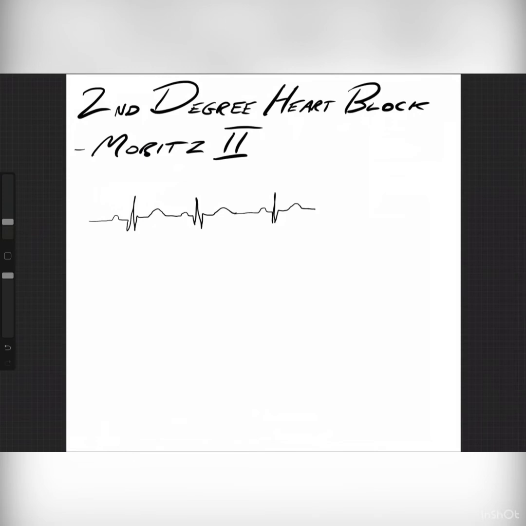So, second degree heart block, Mobitz type 2. And by the way, I need to get better at drawing these QRS complexes. Look at this, this is a mess. But anyway, Mobitz type 2, what we get is normal P, QRS, T, and again normal P, QRS, T, and then all of a sudden we get P, nothing, and then P, QRS, T, P, QRS, T, and then you get P and nothing again.